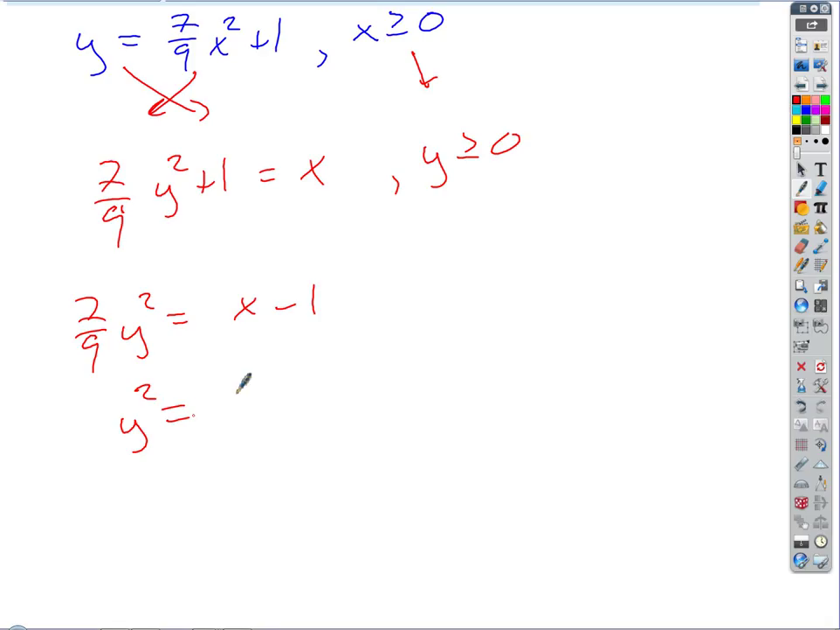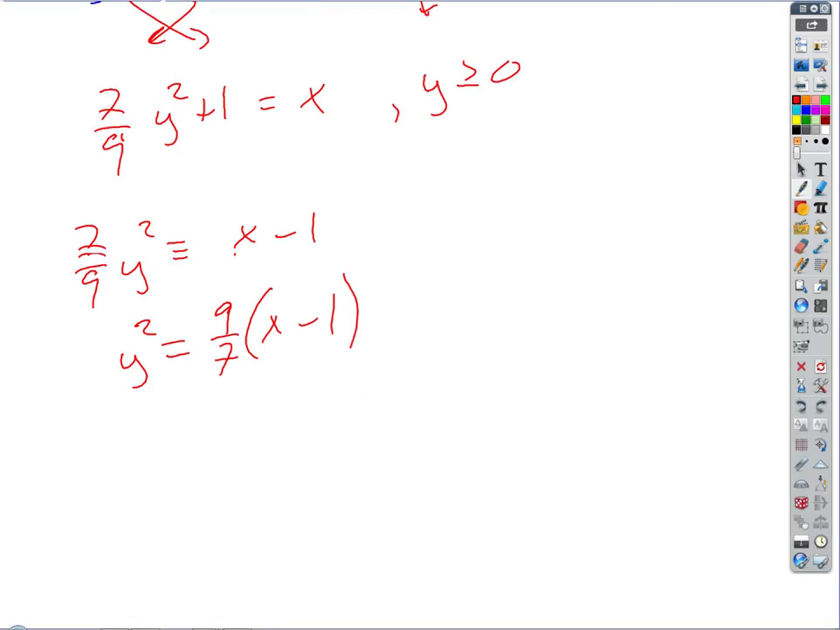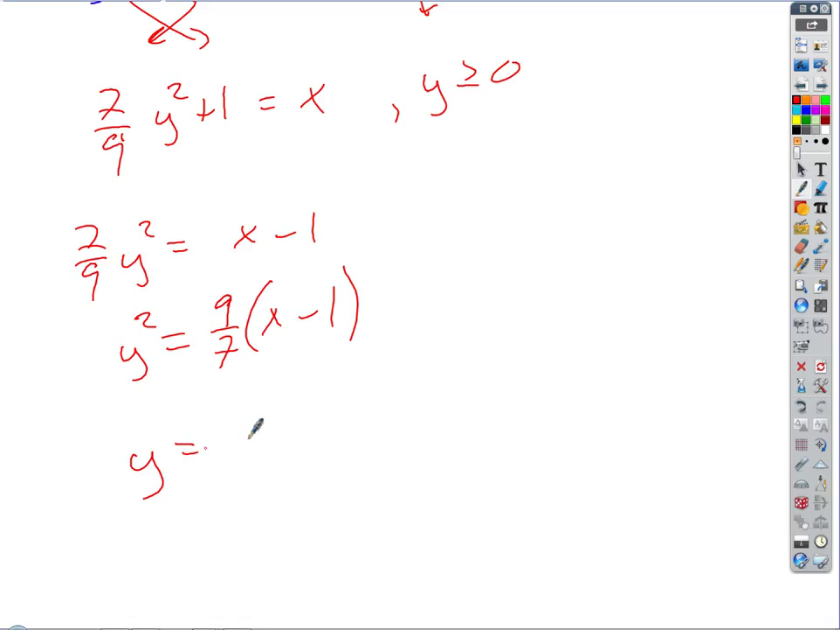So then I'd get y squared equals, is this right? No. What's wrong with that? You didn't distribute the 9/7. Got to distribute the 9/7. Or I've got to write the x minus 1 in parentheses, right? Either or. Okay, so last step. Square root. Okay, so what's that give me then? That gives me y equals plus or minus, good, plus or minus the square root of 9/7 times the quantity x minus 1.